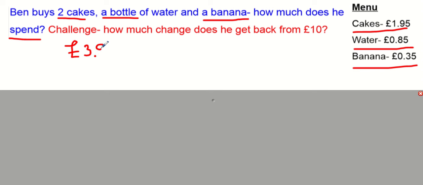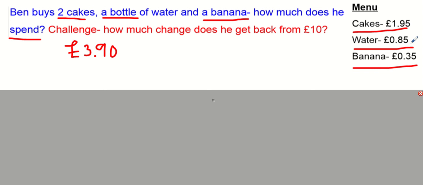Now in a minute, if you're not so confident with money and doing it the way I'm doing it, I'm going to show you another way to do it. But I'm modelling for you a way that you could use some easy addition. So rather than adding £1.95, it's easier to add £2. Then I'm also going to buy a bottle of water and a banana. So I need to add these 2 numbers together.